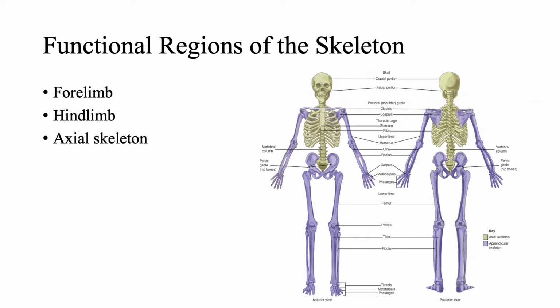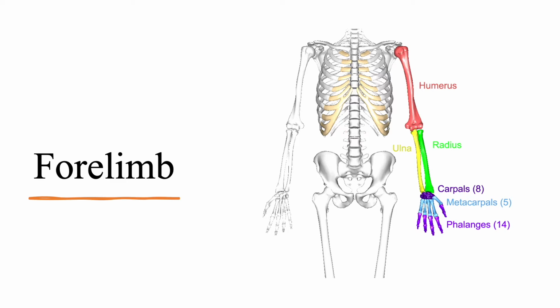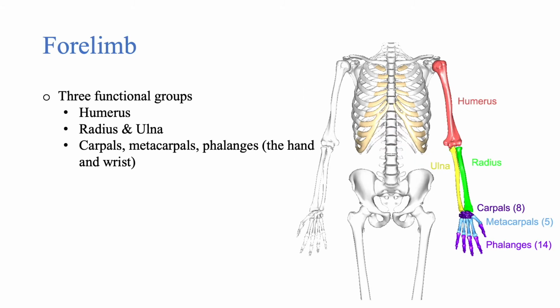The forelimb, which is your arms, the hind limb, which is your legs, and the axial skeleton, which is your head and kind of the bulk of your body. So to make this a bit more digestible, we're going to go region by region. First, we're going to talk about the forelimb. Within the forelimb, we have three main functional units: the upper arm, forearm, and then the wrist and the hand.